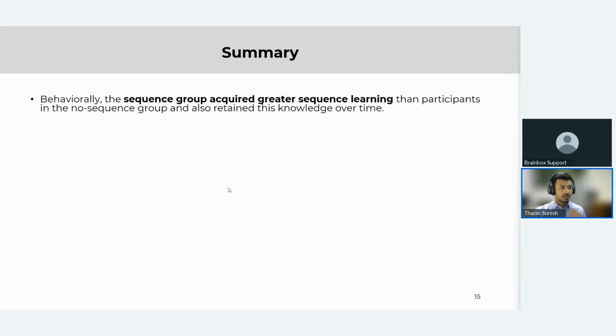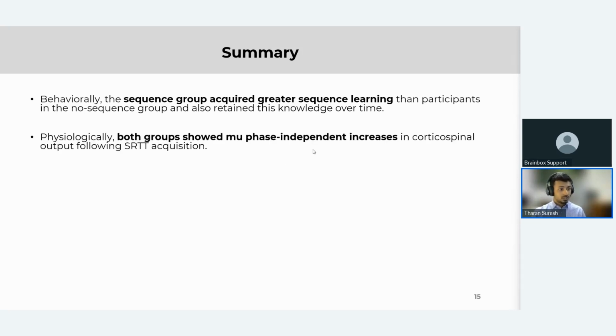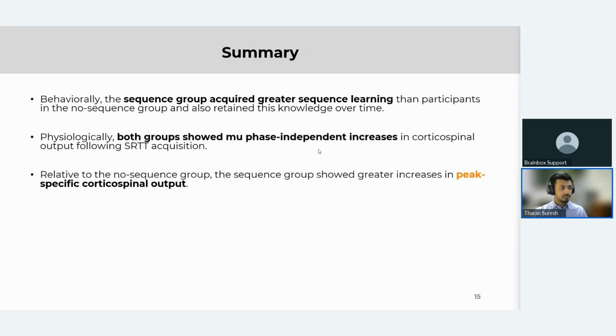So in summary, behaviorally, the sequence group acquired greater sequence learning than participants in the no sequence group, and they were also able to retain this knowledge over time, in this case, an hour. Physiologically, both groups showed mu phase-independent increases in corticospinal output following SRTT acquisition. As a reminder, this is the MEP amplitudes recorded during mu random phases. And relative to the no sequence group, the sequence group showed greater increases in peak-specific corticospinal tract output.